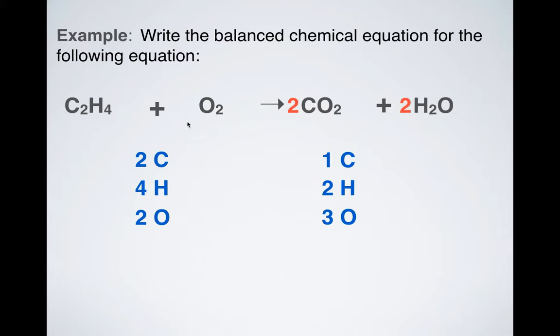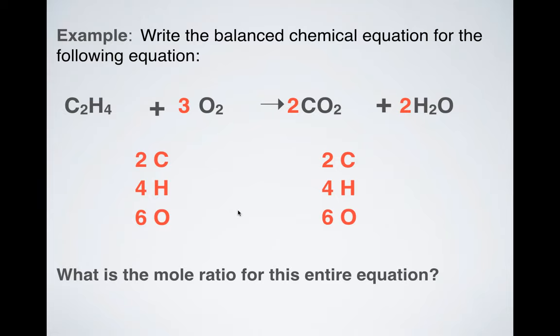I only have 2 on this side. What number could I put in front of this in order to change this to 6? I could put a 3. Well, now look, it's all balanced. What's my mole ratio? 1, 3, 2, 2.